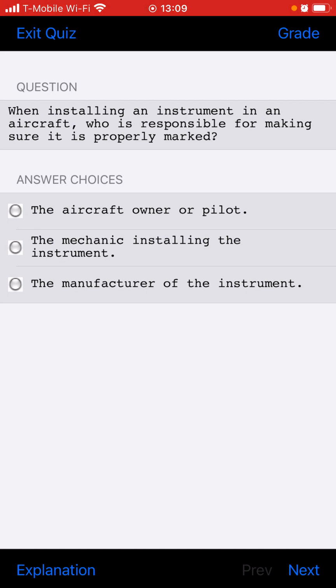What is the function of the Mach airspeed warning system? To alert the pilot that the never exceed airspeed limit has been reached or exceeded. So it warns a pilot of an overspeed or a never exceed speed.